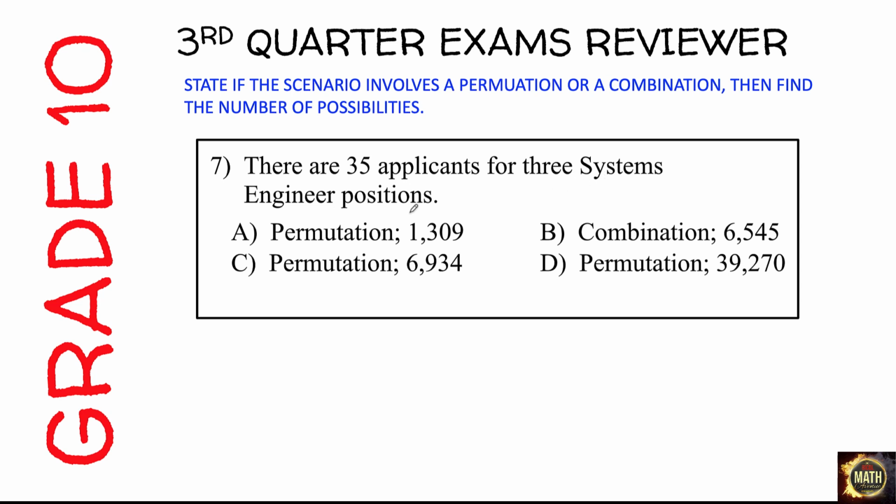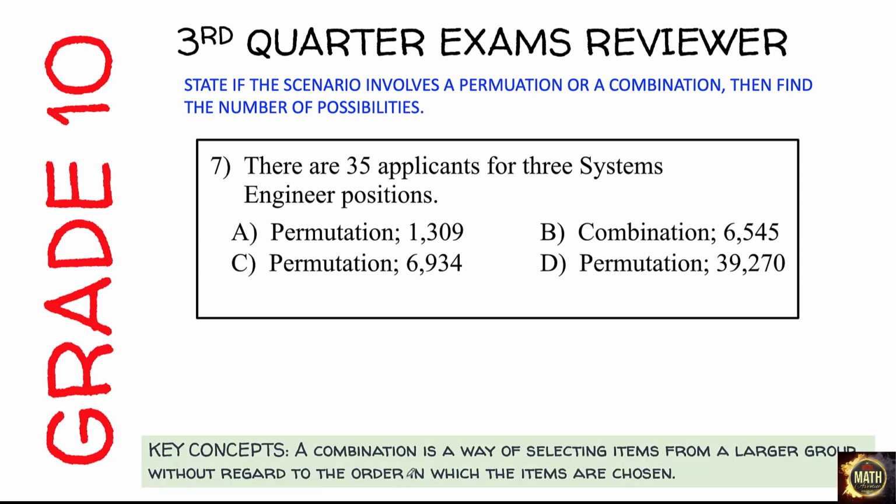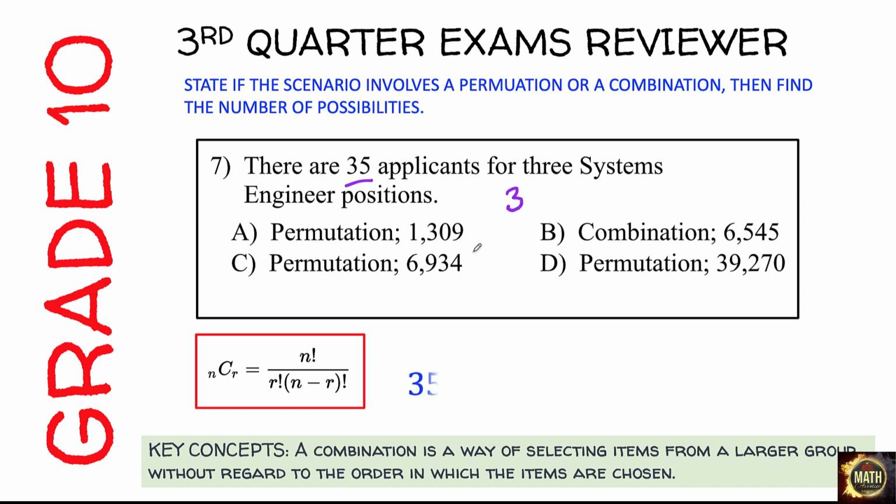Since the order is not important, as long as we have three systems engineers, then this is a case of a combination. So let's bring our combination formula. Let's identify n to be 35 and our r is 3. So we now have 35 combined 3 at a time. Then use this formula. It's just a matter of substituting n and r to the formula.